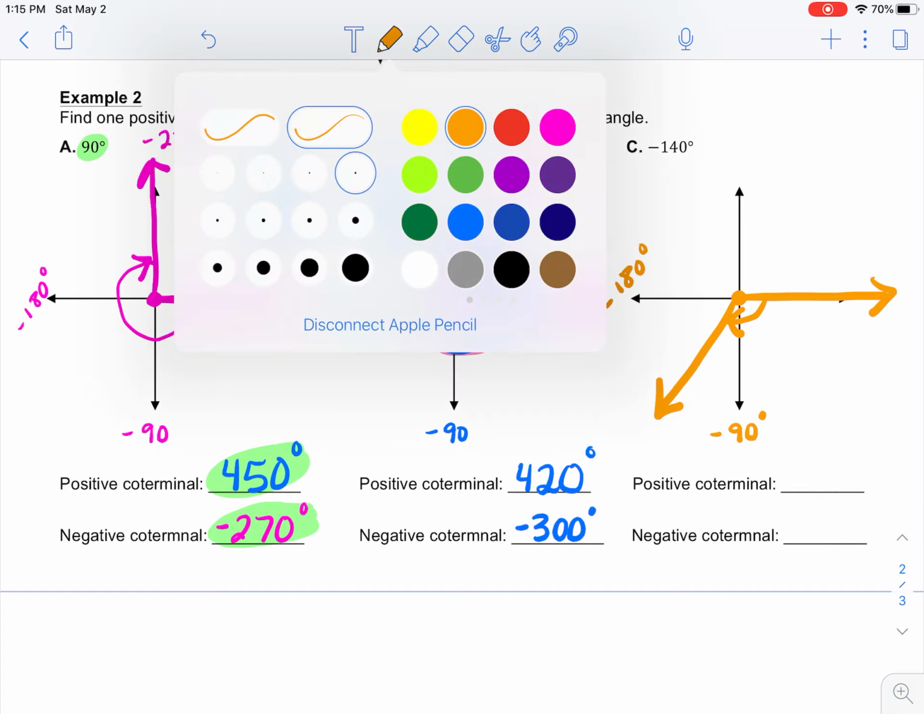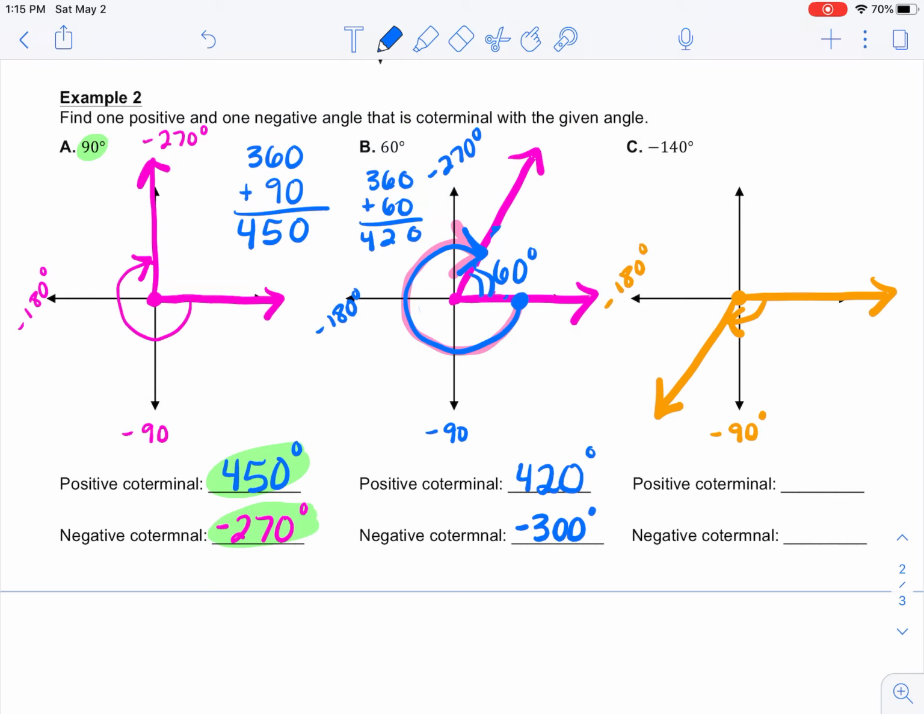Okay, so now we want a positive angle that starts and stops at the same place. So we want to start here, but we want to go this way. So again, if this is negative 140, then the entire circle is 360 degrees. So to figure out this distance here, just do 360 minus 140, and you get 220 degrees. And so your positive coterminal angle is 220 degrees.